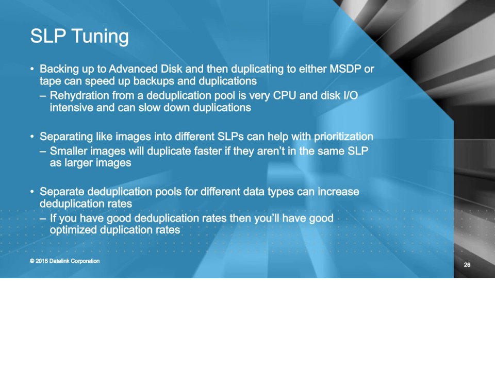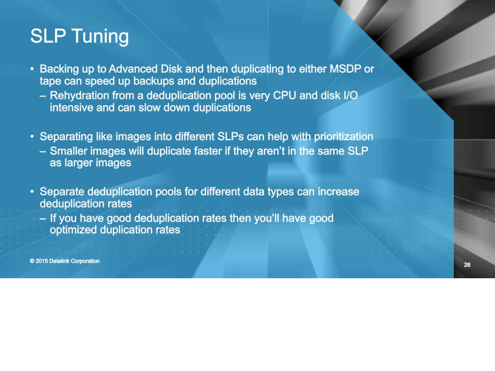The reason advanced disk is faster than MSDP is because the image is written sequentially and it's read sequentially. You don't have to worry about rehydrating, which is rebuilding your image from the segments on an MSDP pool. Rehydration is extremely CPU intensive and it's extremely disk input-output intensive, so it can really slow down duplications while it's trying to do that.